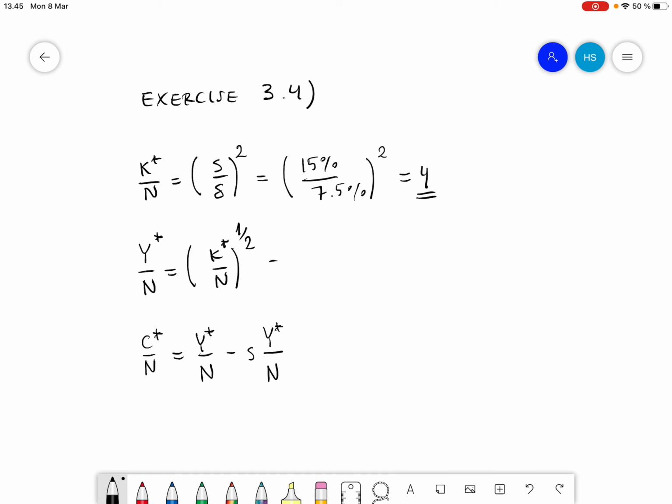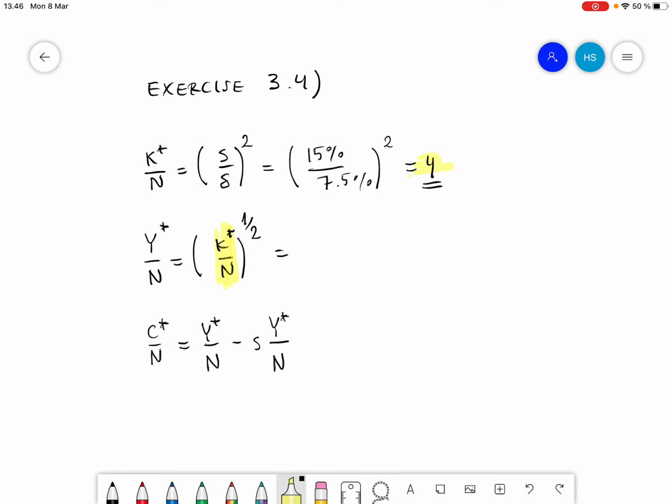In order to get output per worker in steady state, we plug in the capital stock per worker in steady state and raise it to the power of a half. And we just found that the capital stock per worker in steady state is equal to 4. So we just plug in 4 and raise it to the power of a half. So the output per worker in steady state must be equal to 2.